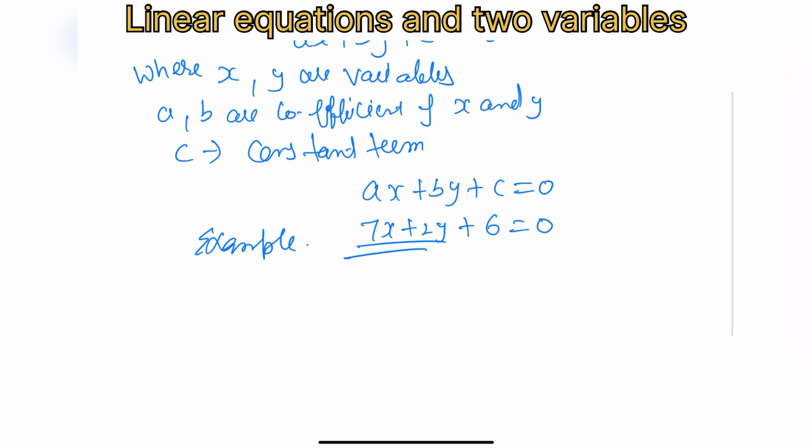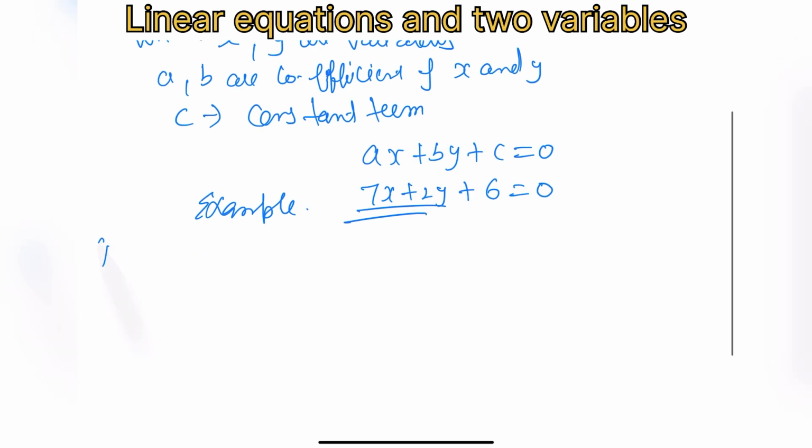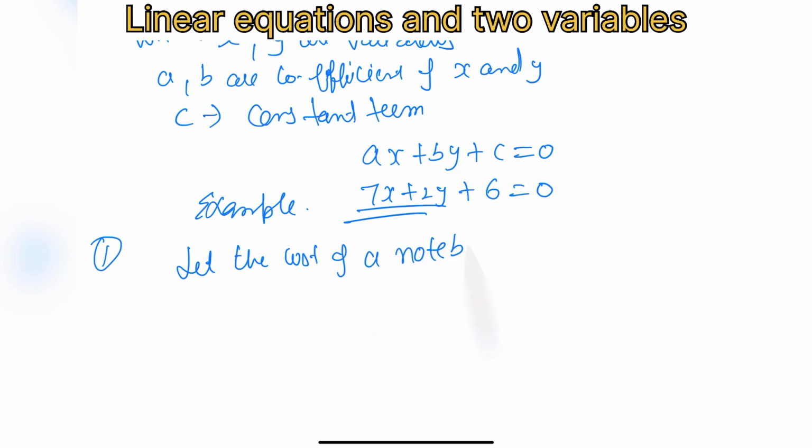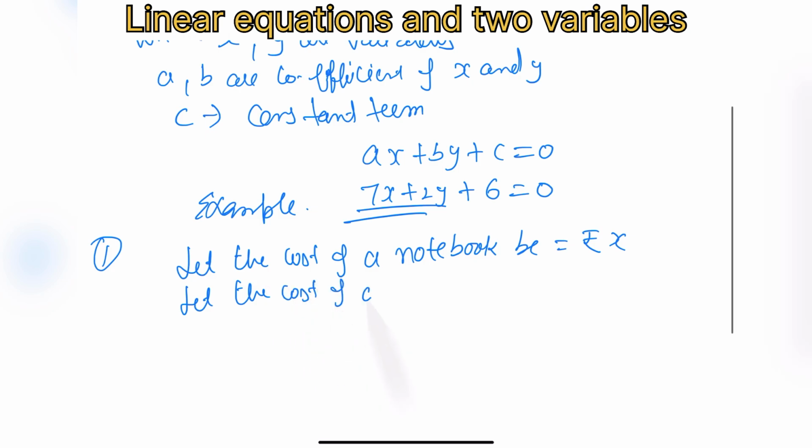Now we'll do the first question from exercise 4.1. That question is, the cost of a notebook is twice the cost of a pen. We have been given a condition that the cost of a notebook is twice the cost of a pen. So what we have to do, let the cost of a notebook be rupees x and let the cost of a pen be rupees y.